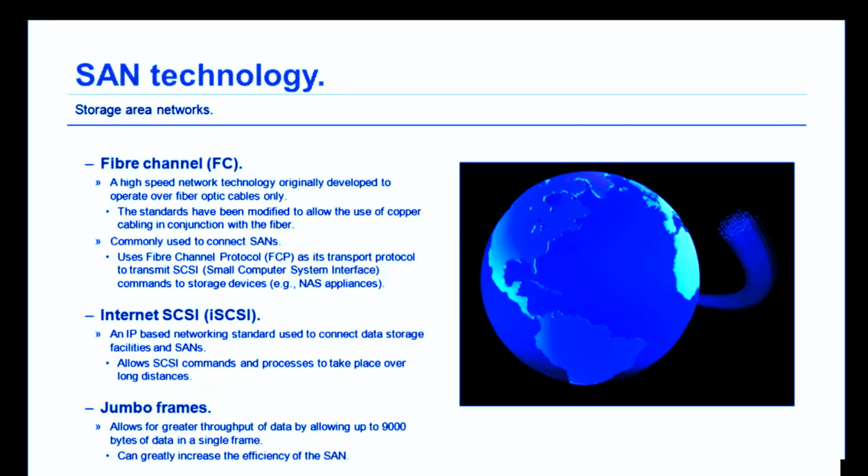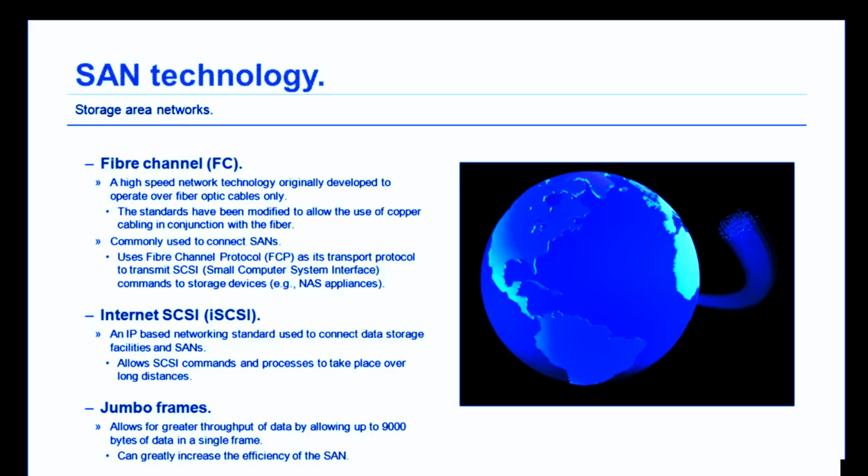With all of that data storage capability, several technologies have been developed to ease the transmission of that data. The first one that we're going to discuss is Fibre Channel, or FC. Fibre Channel is a high-speed network technology that was originally developed to operate over fiber optic cables only. Since its introduction, the standards have been modified to allow the use of copper cabling in conjunction with fiber optic cabling. Fibre Channel is commonly used to connect to SANs.